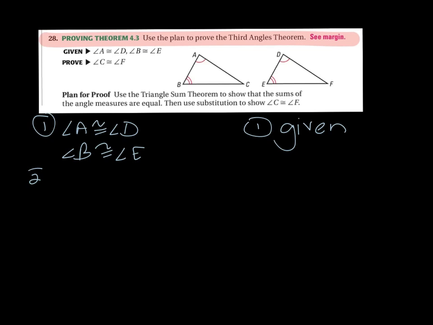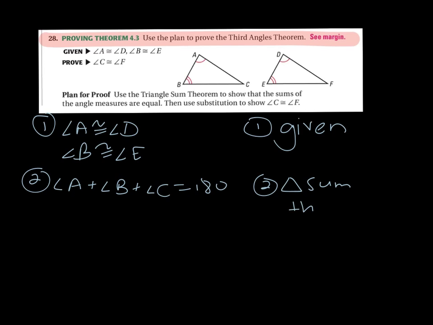Lourdes: Angle A plus angle B plus angle C equals 180, triangle sum. Good. And the same is true on the other side, right? Angle D plus angle E plus angle F equals 180. Same reason. Before you just say what? Yeah, so you can't use third angles. You're trying to prove third angles. Yep. I did that, but I made it like two separate ones. That's fine. It doesn't matter.